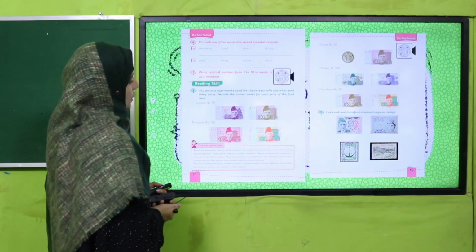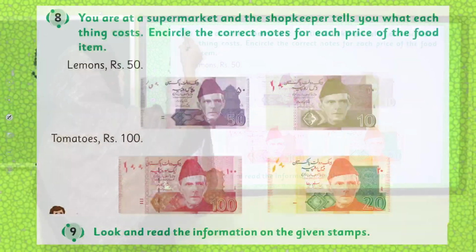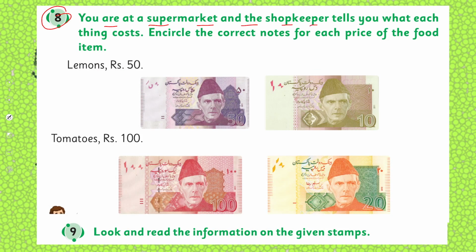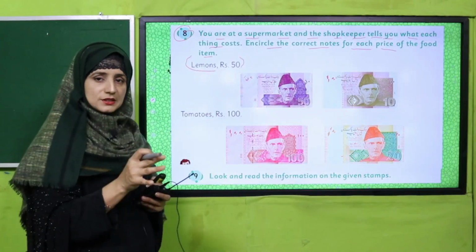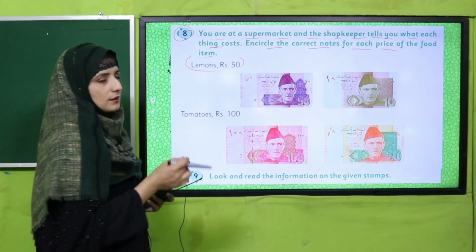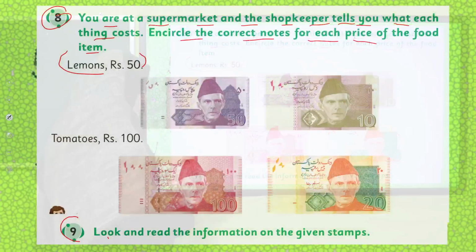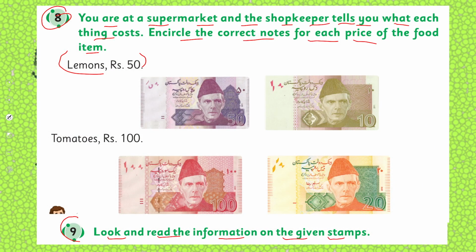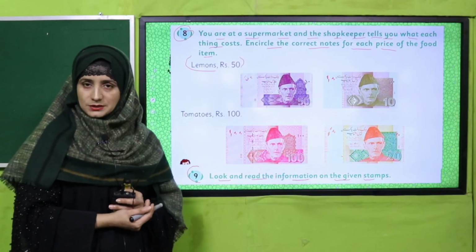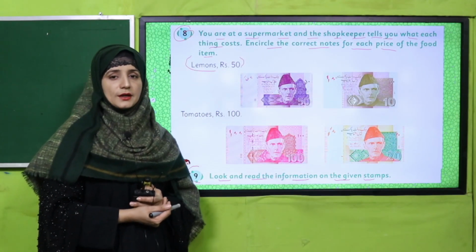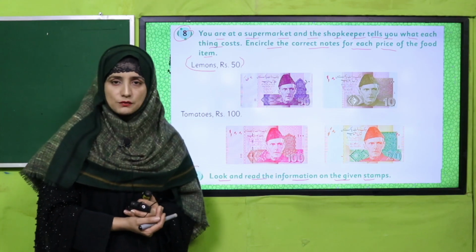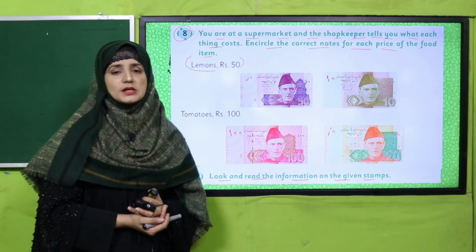So what do you have to do now? Next is question number 8. You are at a supermarket and the shopkeeper tells you what each thing costs, and you circle the correct note for each price of the food item. Like lemons are 50. So you have to identify which is the 50 currency note and encircle that note. And in question number 9, you have to look at and read the information on the given stamps. So my dear teacher, pause the video and perform this activity individually in your class.